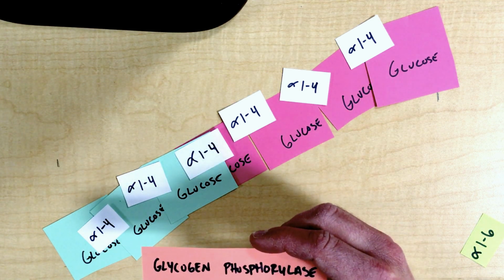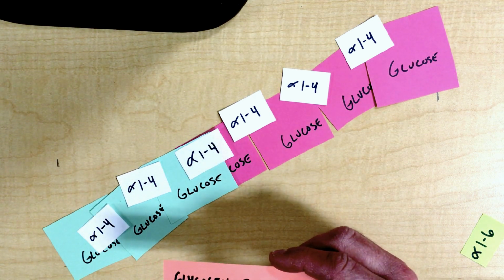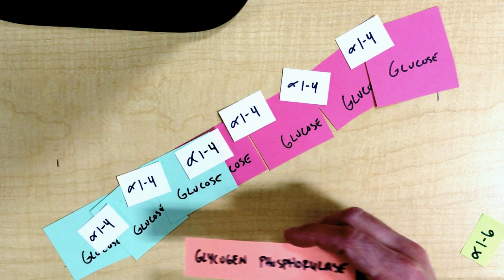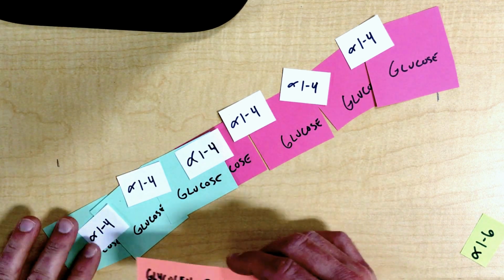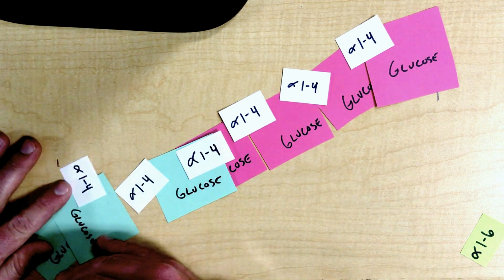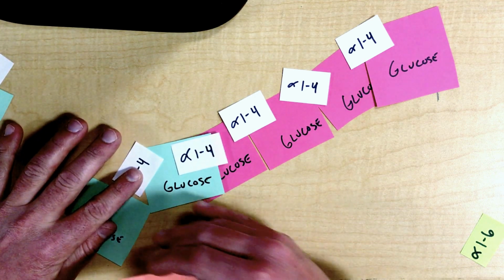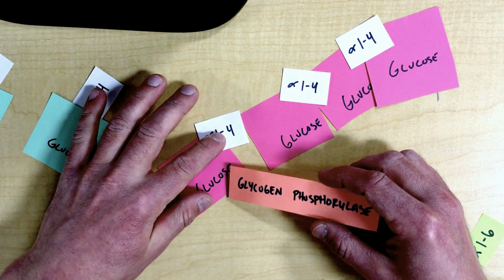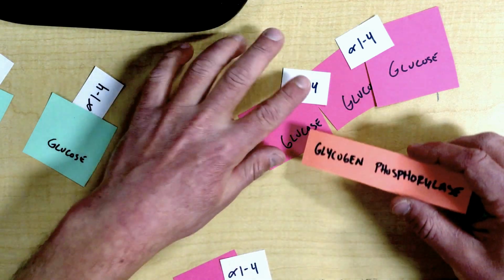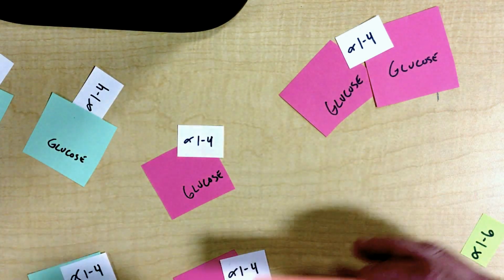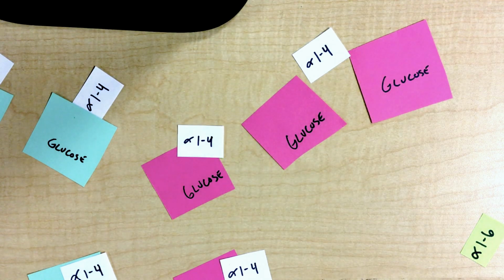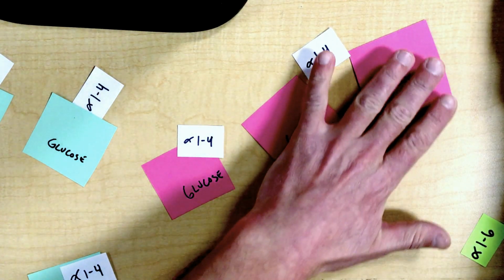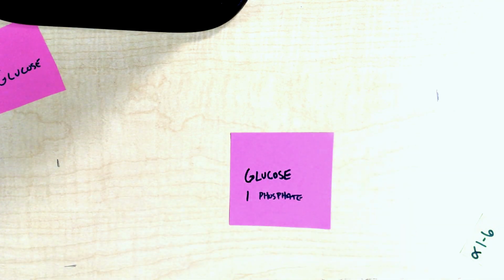But remember, we can only do up to 4 away from a branch. But guess what? No branches left here. We got a nice straight line. We could do these, right? Take one at a time. There goes one glucose. Here goes another one. Here goes another one. Our glycogen phosphorylase is just having a field day in here, going one after another. So we've completely broken this up. Now we're left with a bunch of our glucose 1-phosphates.